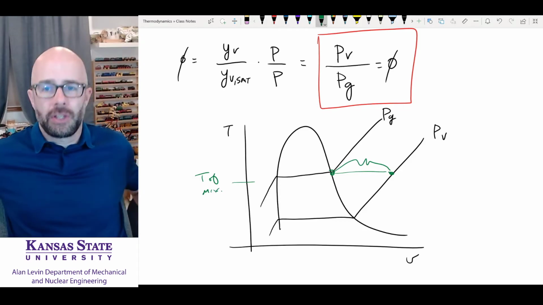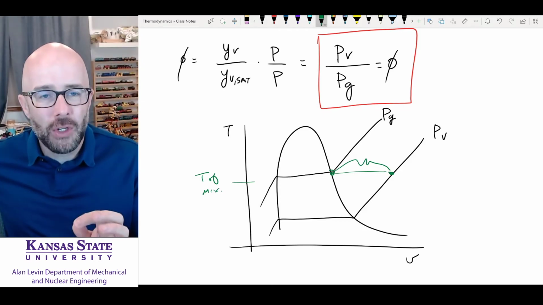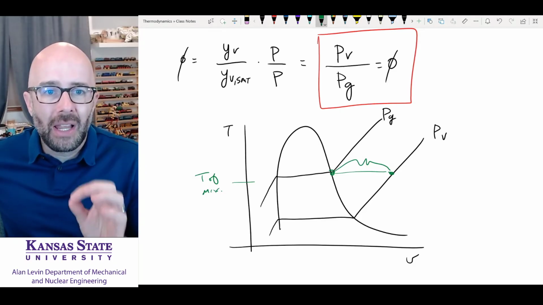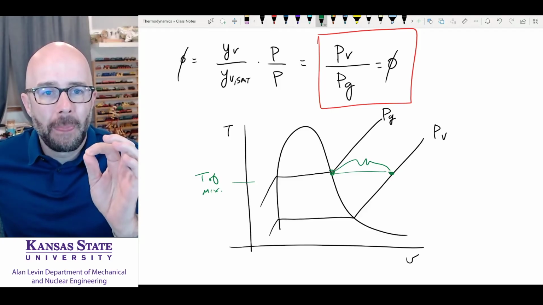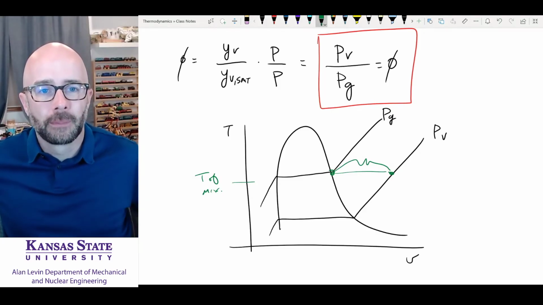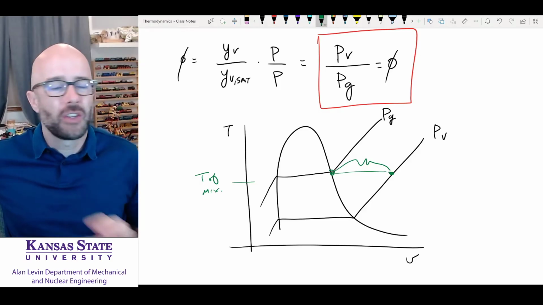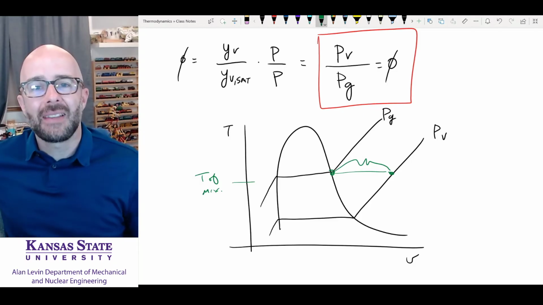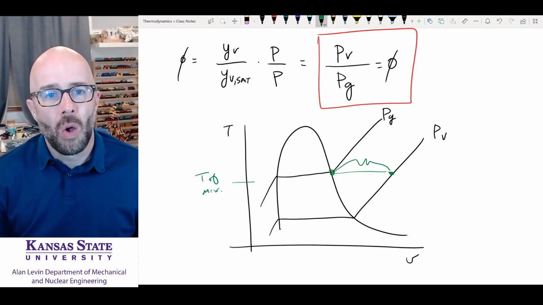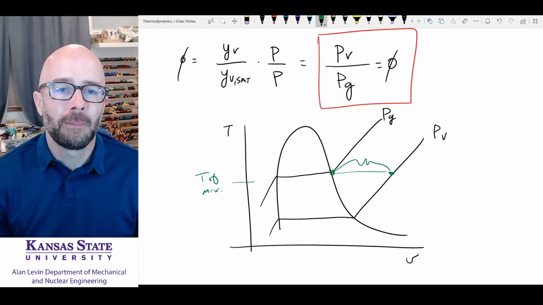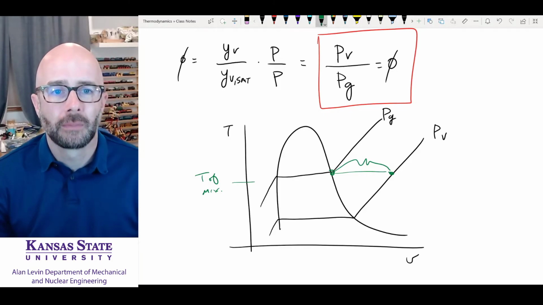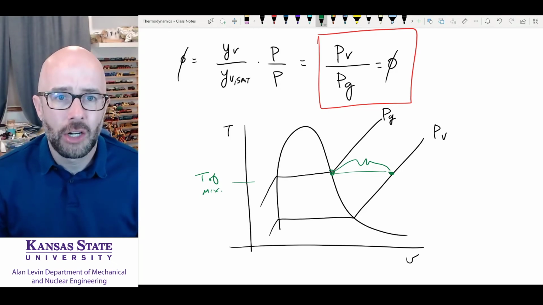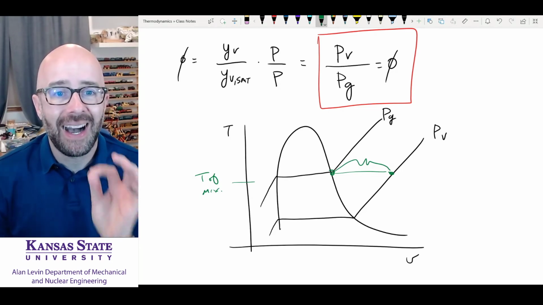Now, let me ask you a question. As the temperature drops, is our relative humidity going to go up or go down? This is not a quiz question, but if it were in class, I would ask you this. As the temperature drops, would our relative humidity go up or go down? Think of that in your head. You have an answer. Okay. Here's the correct answer. It would go up.